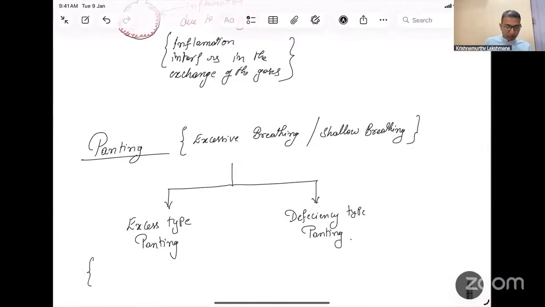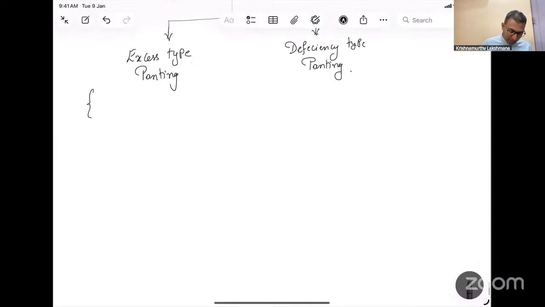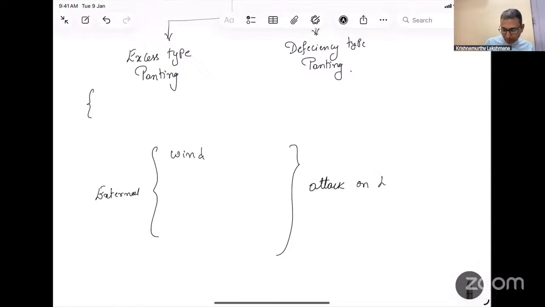What is this excess type of panting? One of the patterns is of the lungs. There is external wind attack on lungs, external wind cold attack on lungs, external wind heat attack on lungs. So in the excess type, you have external wind attack on lungs. Only wind attacks. And next you have wind plus cold.